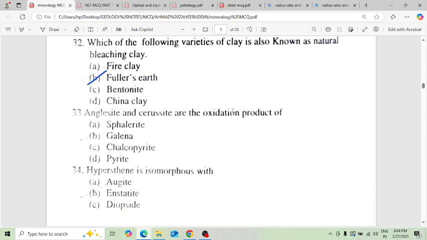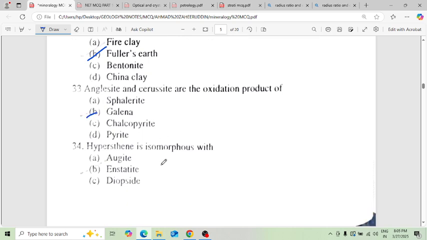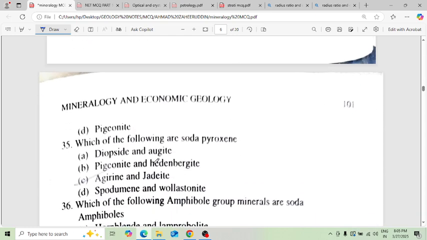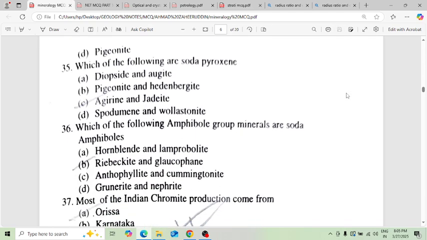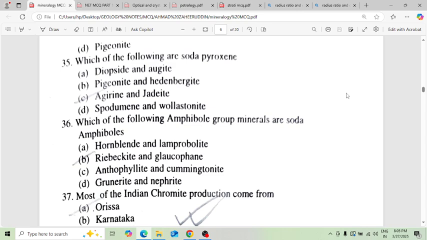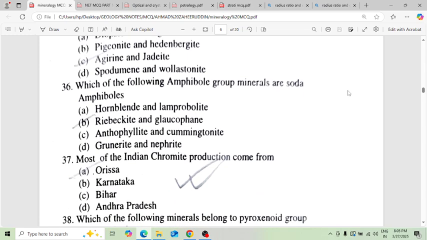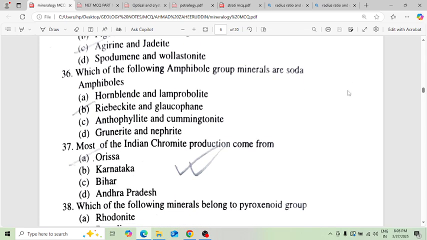Anglesite and cerussite are the oxidation products of galena. Hypersthene is isomorphous with enstatite. Which of the following are soda pyroxene? Aegirine and jadeite. Which of the following amphibole group minerals are soda amphiboles? Riebeckite and glaucophane. Most of the Indian chromite production comes from Odisha.